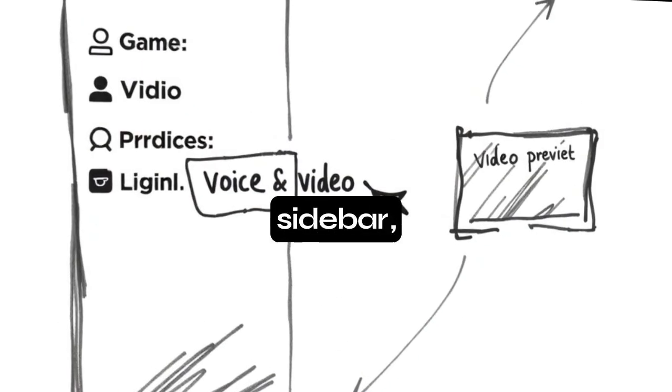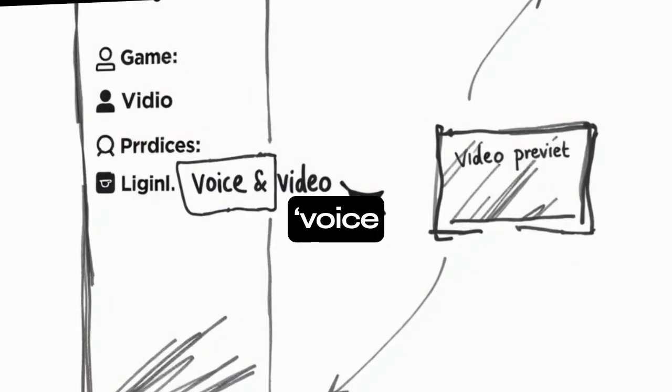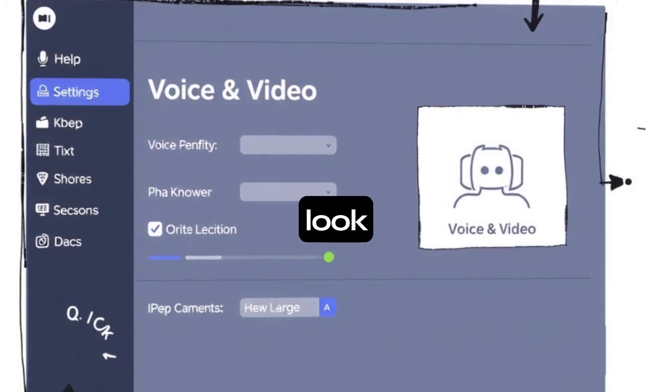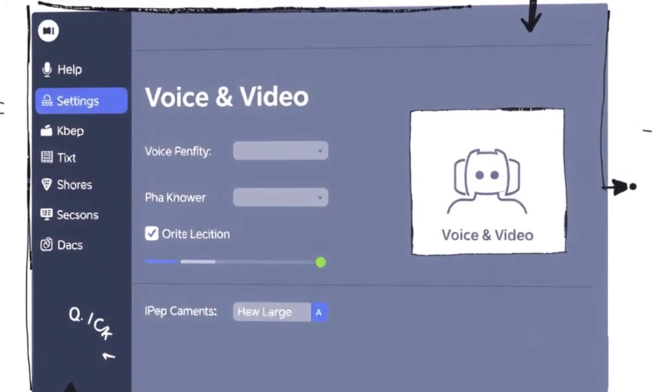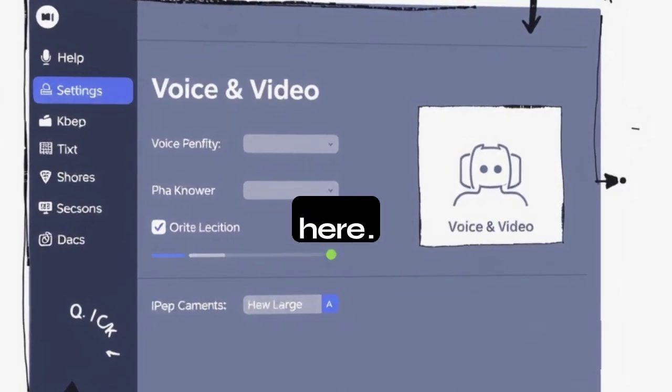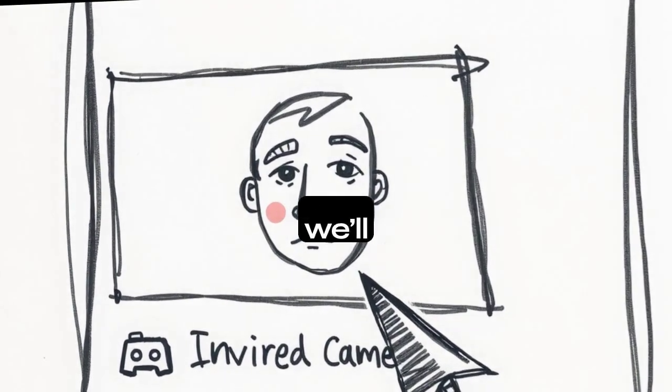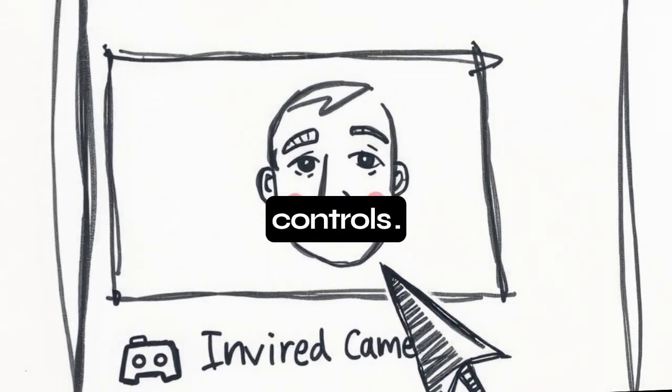In the left sidebar, under app settings, click on voice and video. This is where your camera options live. Look to the right for the video settings section. You should see your camera preview here. If your image looks mirrored or upside down here, don't worry, we'll fix it using your camera's own controls.